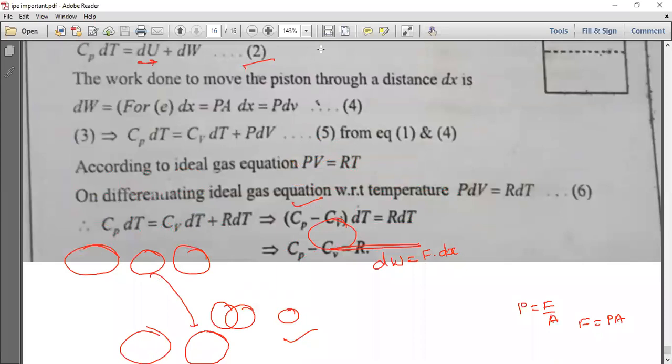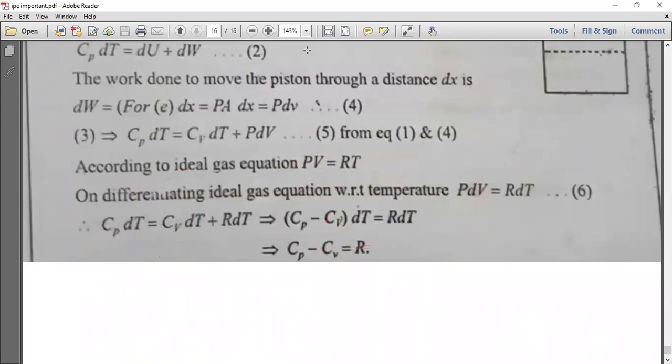We know PV is equal to RT. So PdV is equal to what? RdT. PV is equal to RT, so therefore PdV is equal to RdT. Substitute here at this place, and then just transfer this here: Cp minus Cv dT, and this dT will get cancelled. You will get Cp minus Cv is equal to R. Very, very simple.